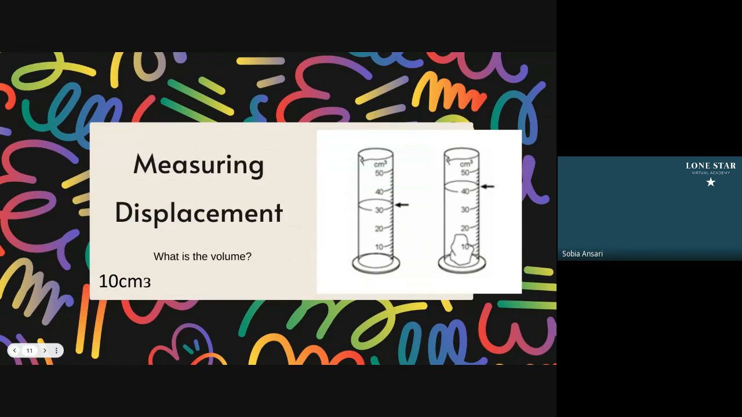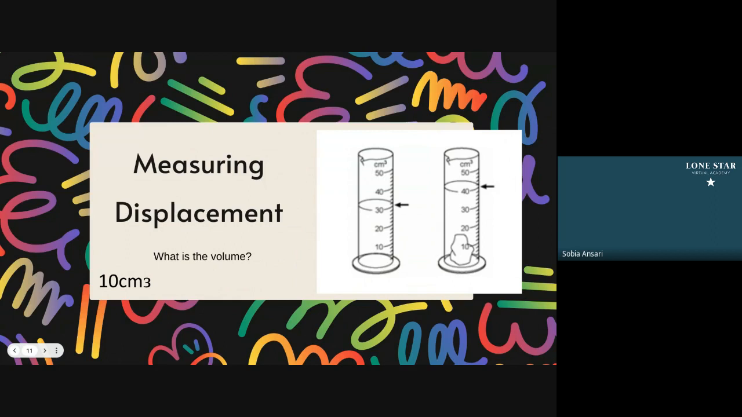Measuring displacement. So remember I told you in a graduated cylinder or in a beaker, it doesn't mean that you can only measure liquids. You can also measure the solids as well. And so that measuring of the solid and how much it is, as far as the volume goes, is called displacement. And the reason why it's called displacement is because it's basically the difference between the liquid level when you add the object to it.